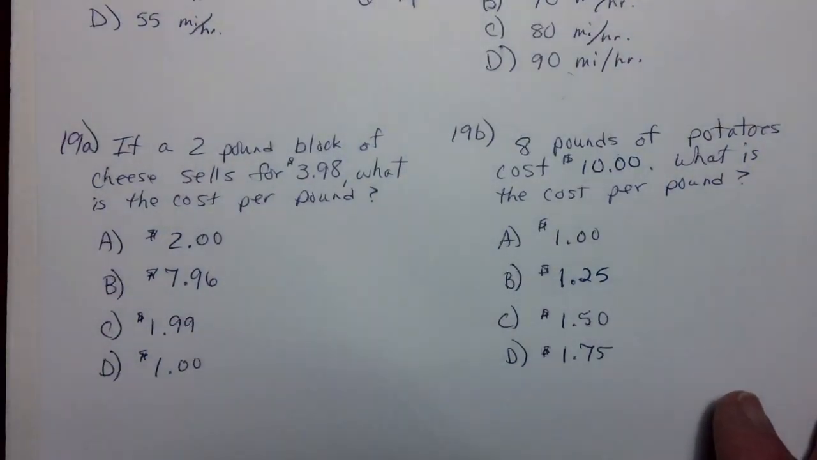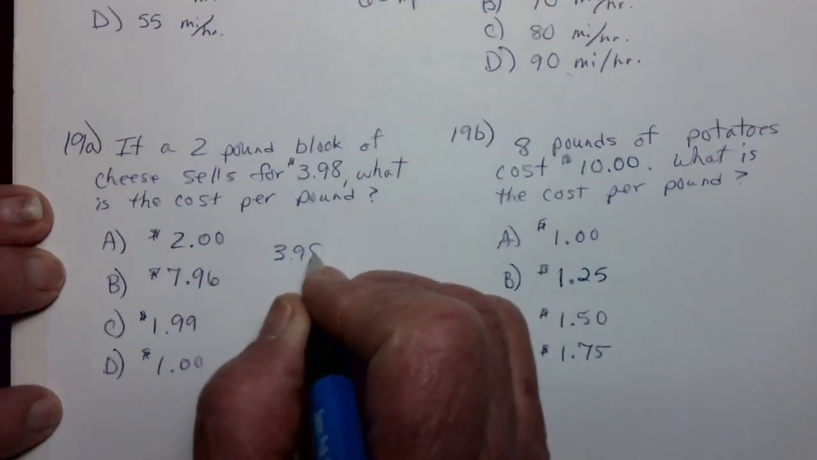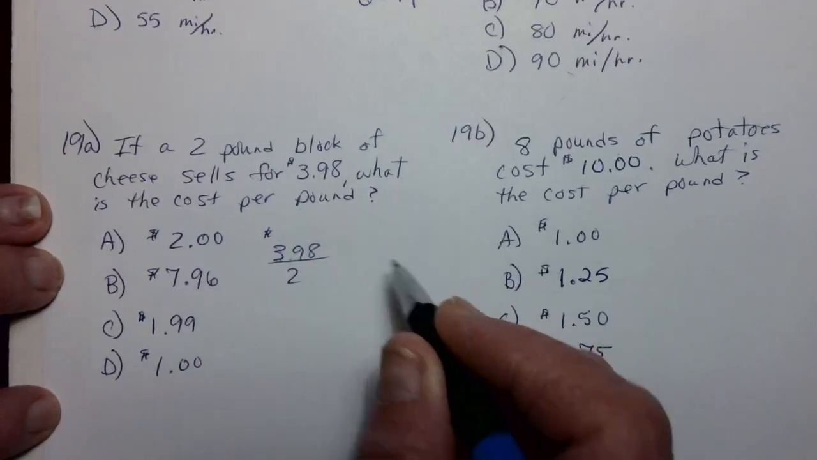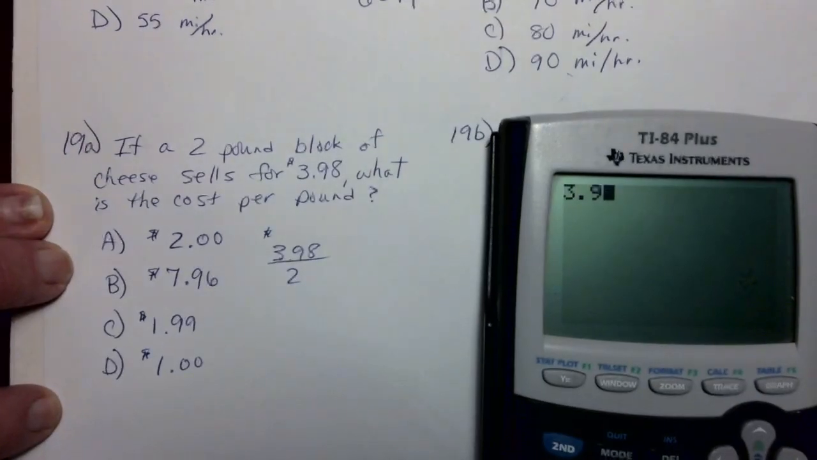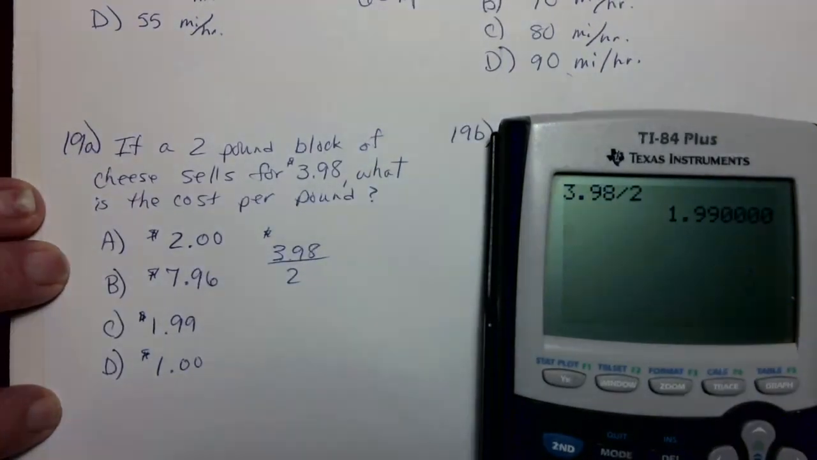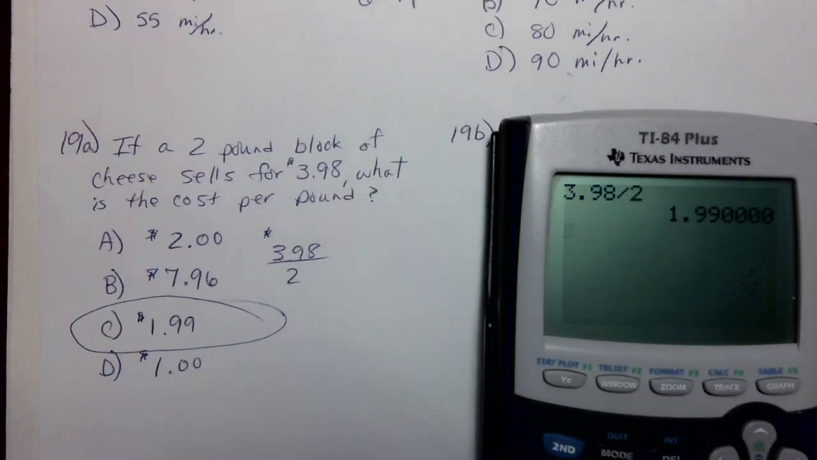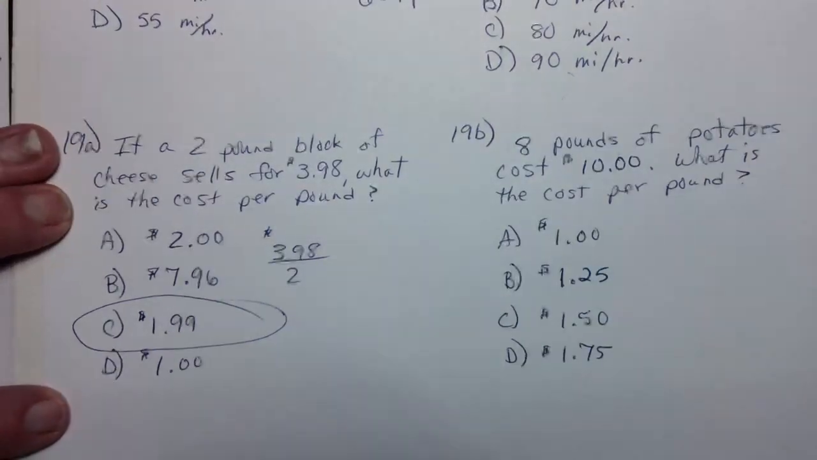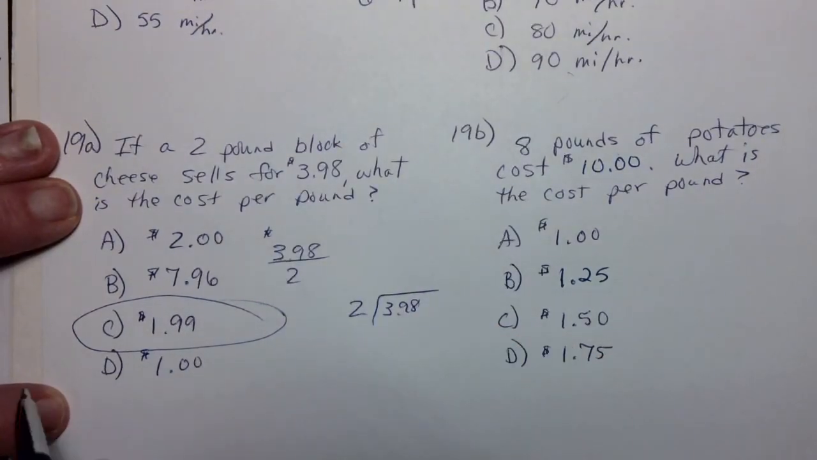19. If a 2-pound block of cheese sells for $3.98, what is the cost per pound? So you're going to take the $3.98 and you're going to divide it by 2 pounds to see what 1 pound is. $3.98 divided by 2. Well, there you go. $1.99. If you don't get to use your calculators on the test, then please scoot over and do long division. We have $3.98. We're going to divide it by 2, and you're going to get the same answer.